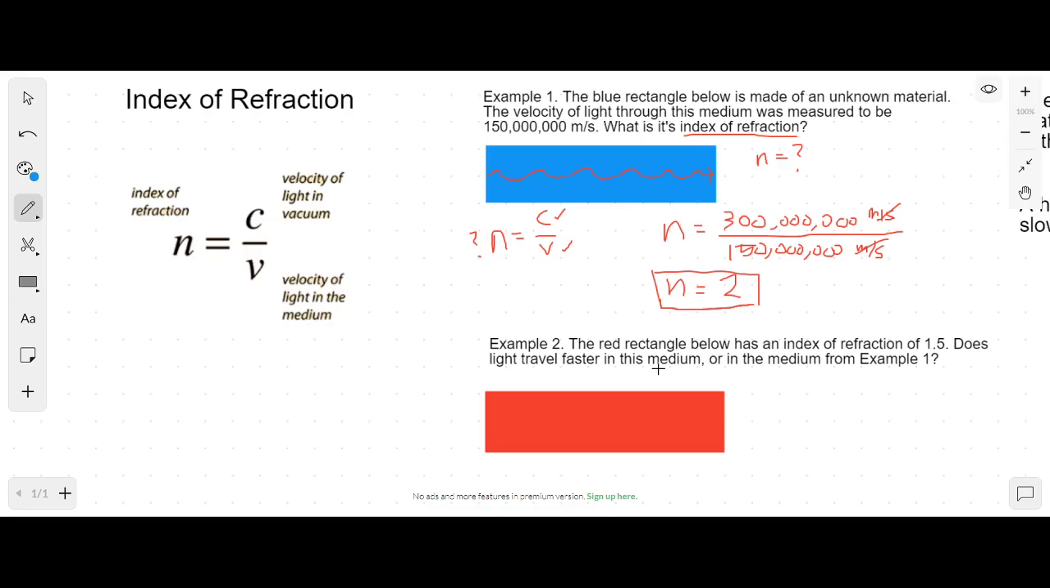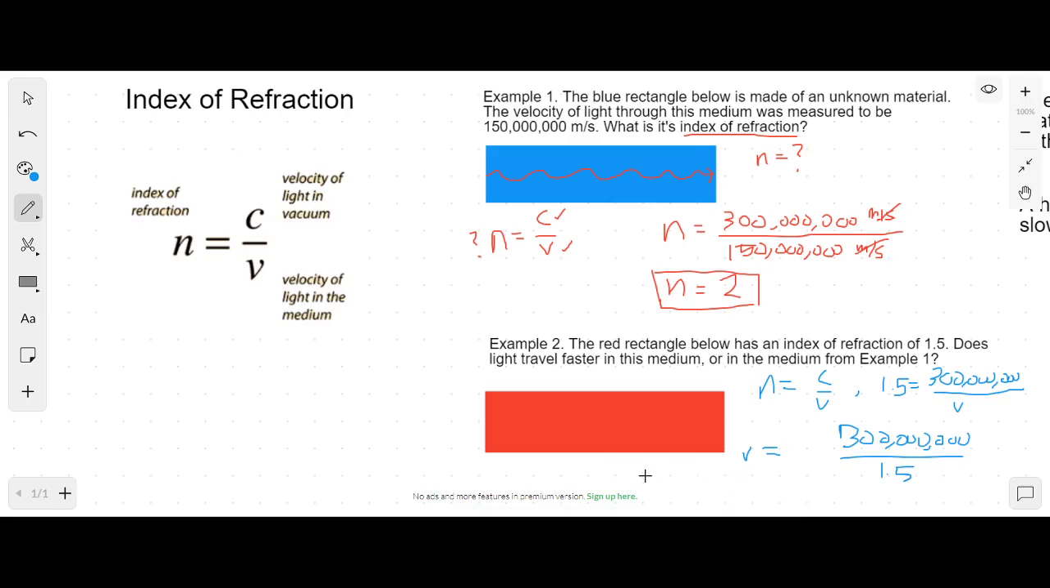Now, what we're going to do is use this equation to find out what the v is. And then we're going to compare these two v's, because we already know the v of the first one, and we'll find the v of the second one. So let's put in 1.5 as our n, 300 million as our c, and our v is unknown. With some cross multiplication, we get the v on top. We get the 300 million as the numerator, and the 1.5 comes down as the denominator.